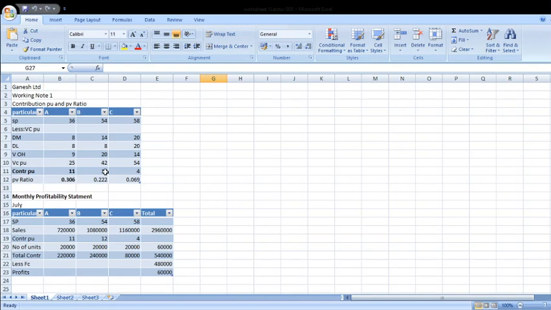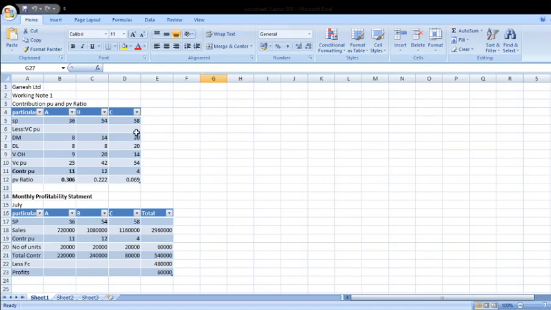Total variable cost is 42. 54 minus 42 means 12 rupees is the contribution, and PV ratio is 0.22. Got it? Now do it for product C. I think I do not have to show the solution. You can do it for C.